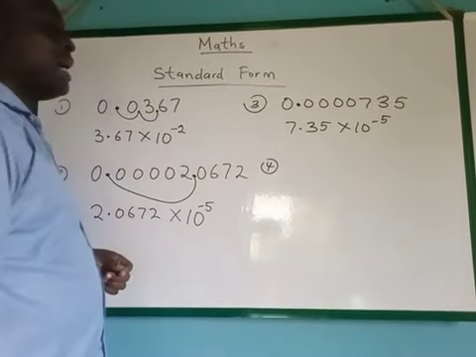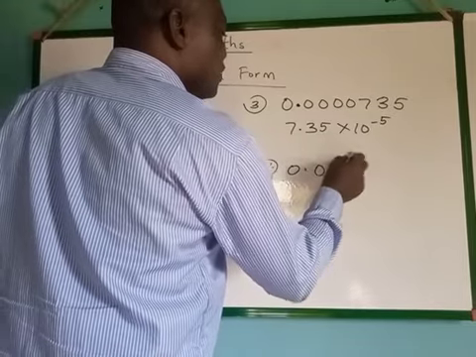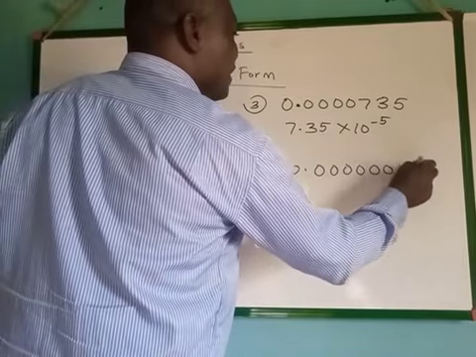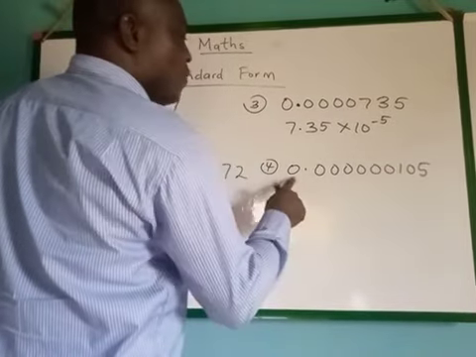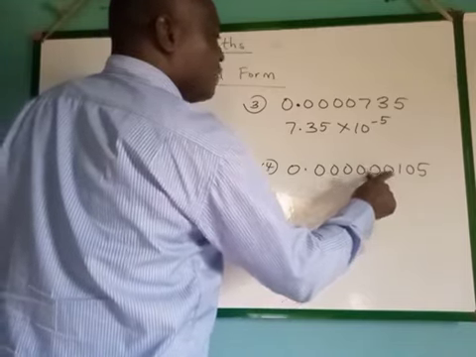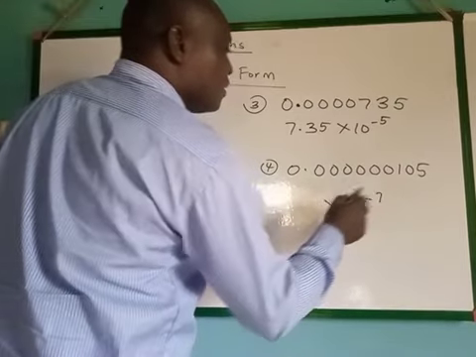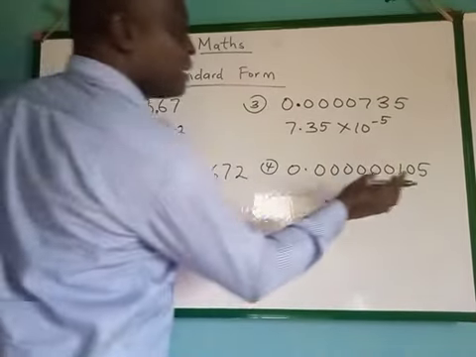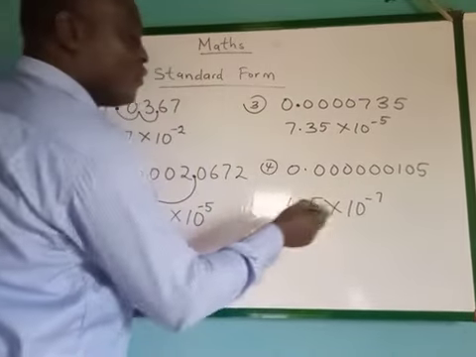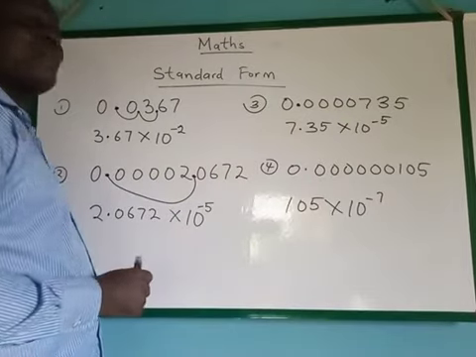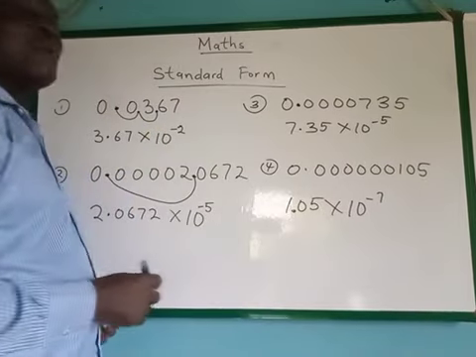Look at another one. I have 0.000000105. So how many zeros before the real number? 1, 2, 3, 4, 5, 6, 7. So I'm going to have minus 7. So it's going to be times 10 raised to minus 7. Then what about the number? The real numbers are 105. Where will I put my dot to make it a number between 1 and 10? It will be here. That is 1.05 times 10 raised to minus 7.